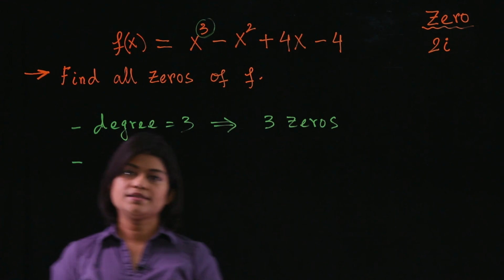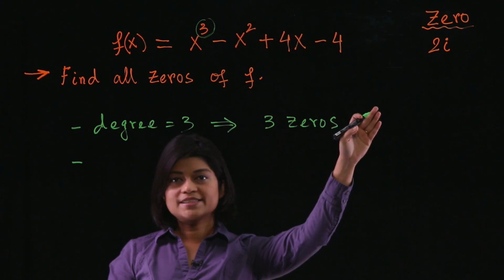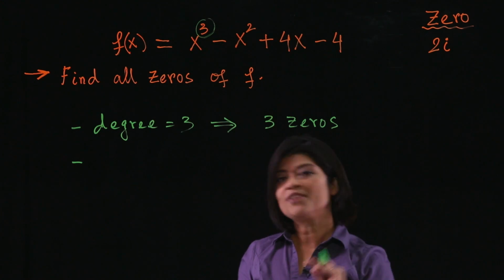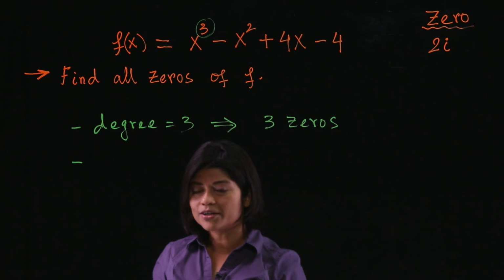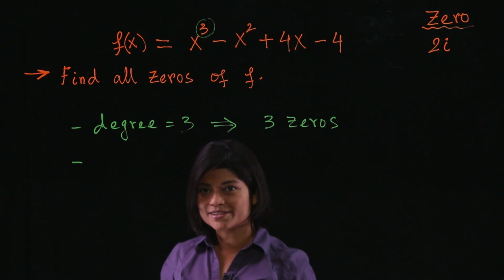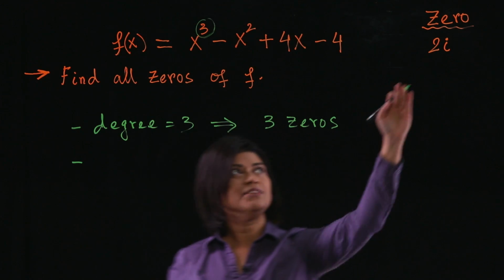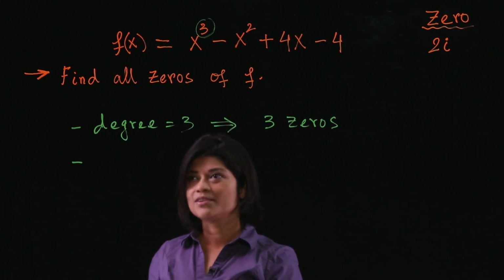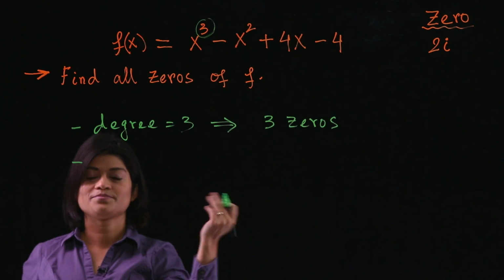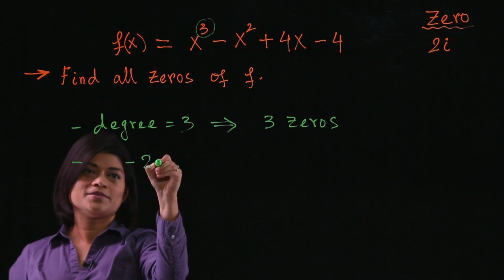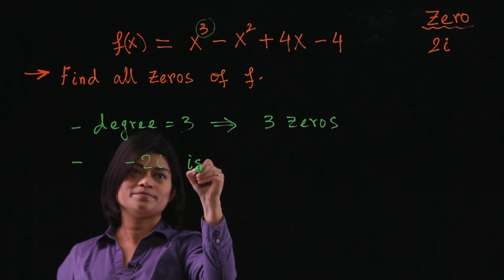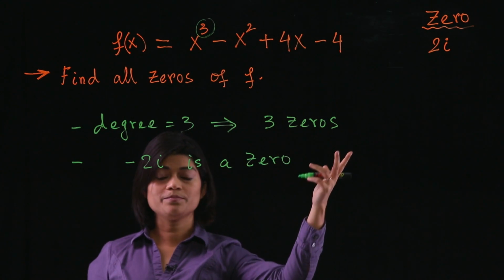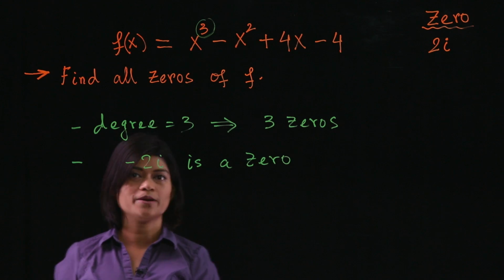Okay, let's see. The zero that's given to us, notice it's a complex number. It's a complex zero. And we know that complex zeros occur in conjugate pairs. So we can say that if 2i is a zero, its conjugate will also be a zero. So what is the conjugate of 2i? It's negative 2i. So this is another zero. All right, so we found two of them. We have to find one last one.